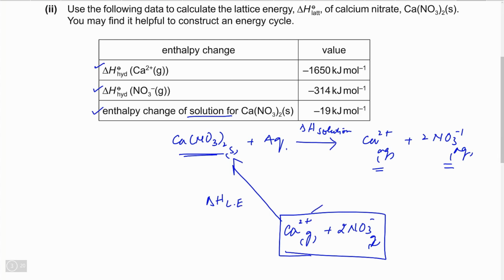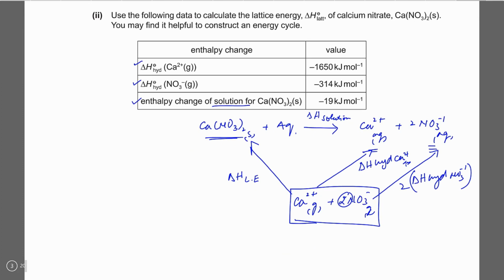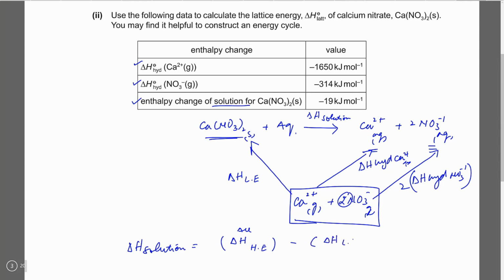Similarly, when calcium gaseous ion is dissolved in water, this is the enthalpy of hydration of calcium 2 positive. When nitrate ions are dissolved in water, similarly this is the enthalpy change of hydration of nitrate 1 negative ion. In this case, we will multiply by 2 because we are going to hydrate 2 moles of nitrate ions. So, come towards the final equation. The equation is: delta H of solution is equal to the sum of enthalpies of hydration minus enthalpy of lattice energy.